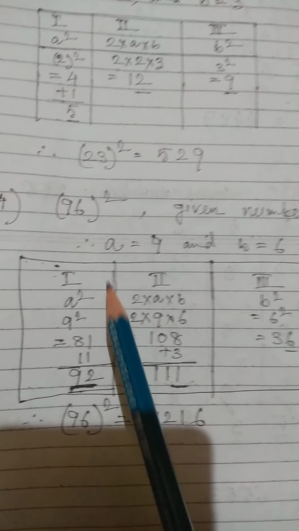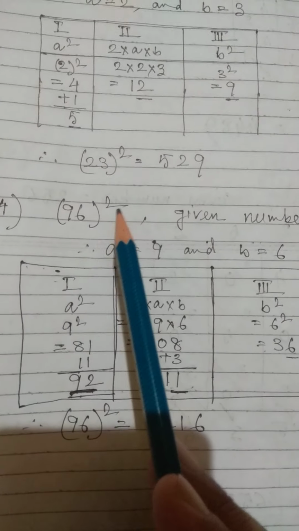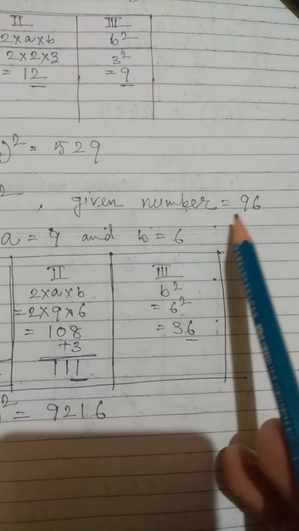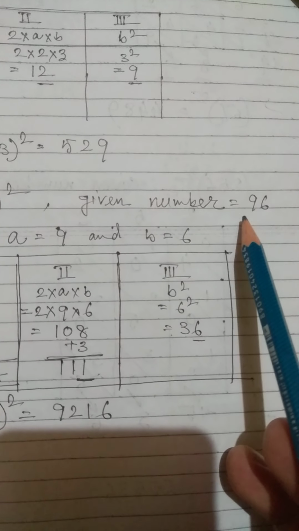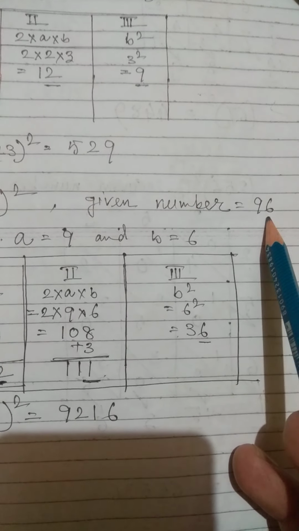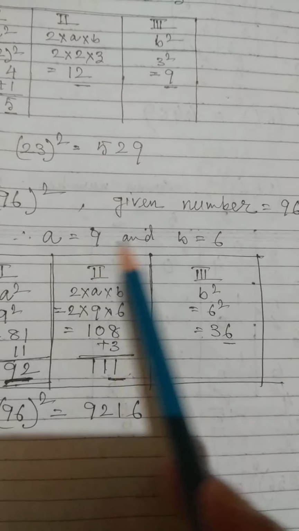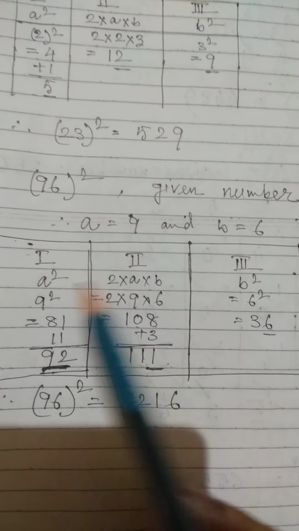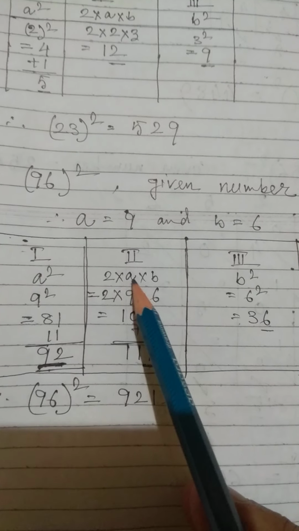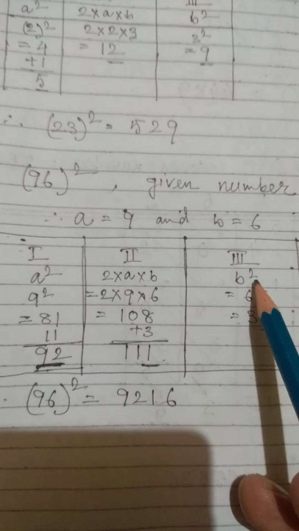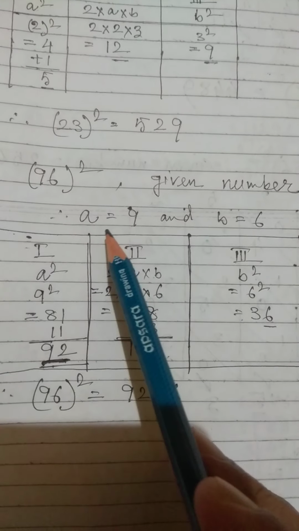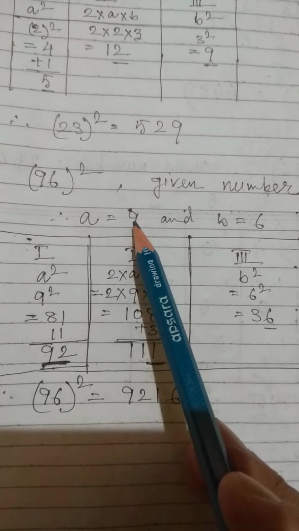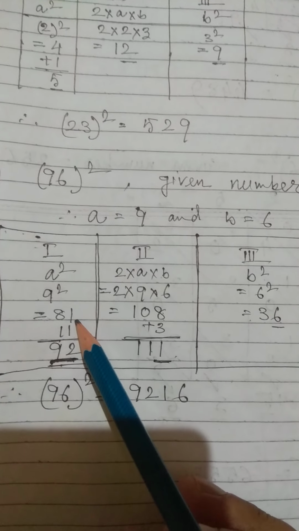One more, 96 whole square. So the given number is 96, a equal to 9 and b equal to 6. First column, second column, third column: a square, second column 2ab and third column b square. So in the first column a square, that is 9 square equal to 81.